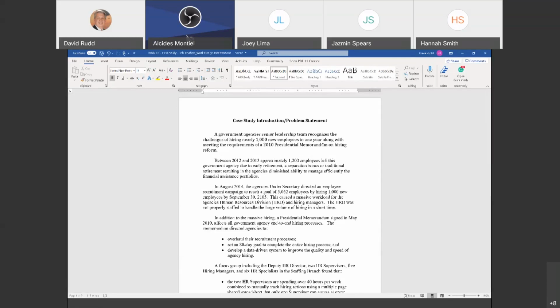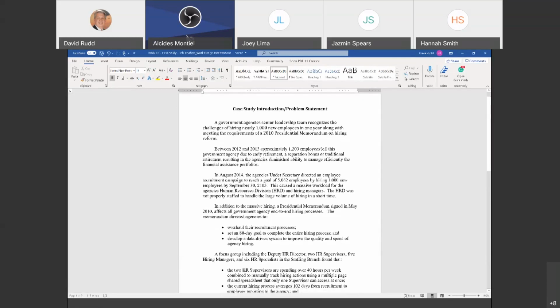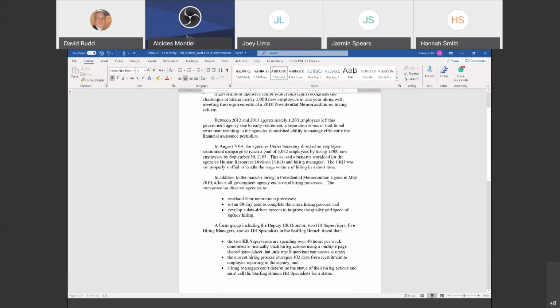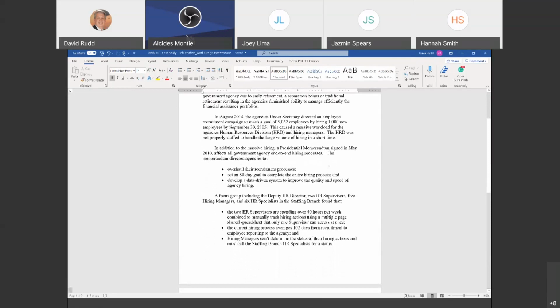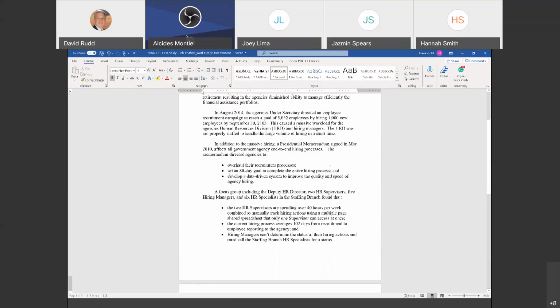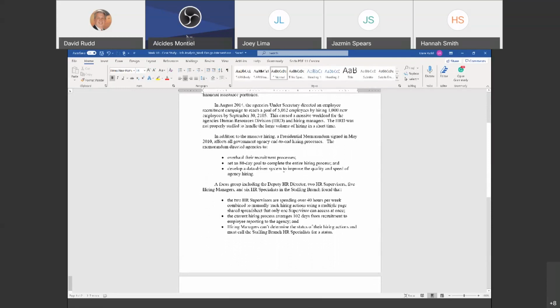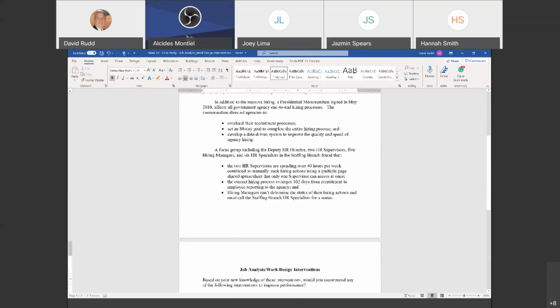Okay, now what we're going to do is again look at the case study, just kind of an overview. We're supposed to hire 1,000 new employees plus the 2010 presidential memorandum on hiring reform, which means that we had to overhaul the recruitment process. They had to set an 80-day goal to complete the entire process and develop a data-driven system to improve the quality and speed of agency hiring.